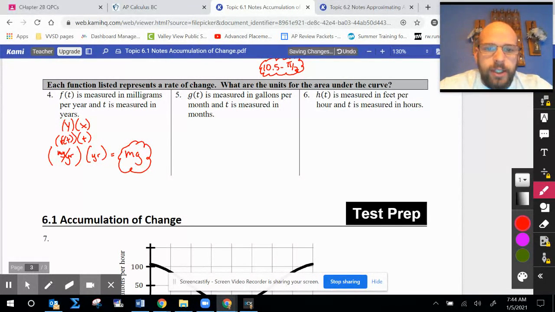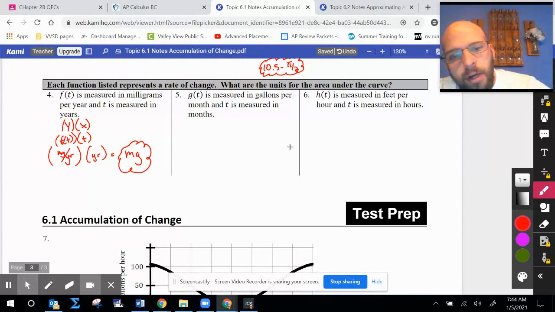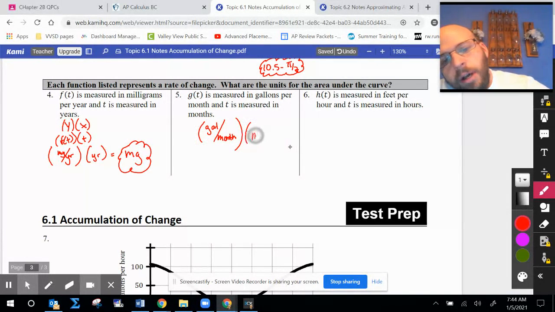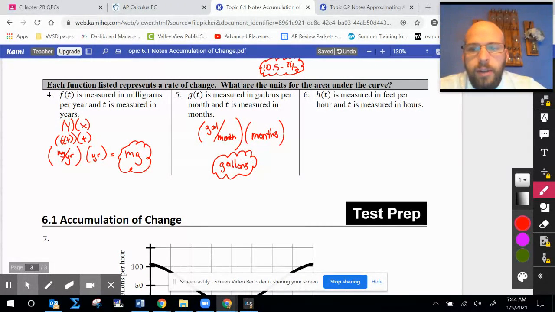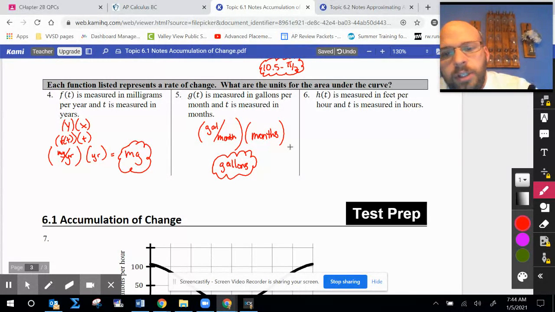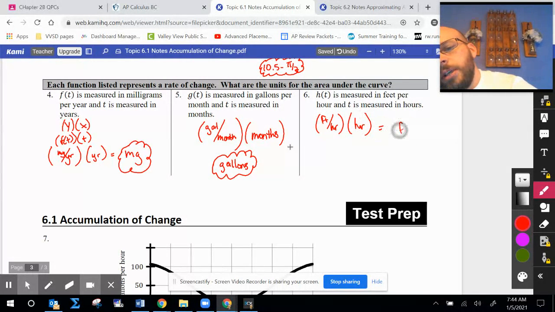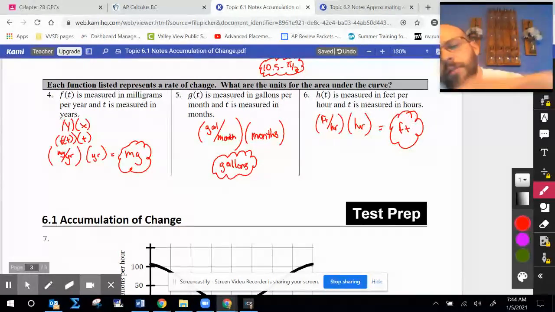G of t is measured in gallons per month. T is in months. So if you take gallons per month times months, you just get gallons. Okay. Last but not least, H of t is measured in feet per hour times hours, which gives me feet.